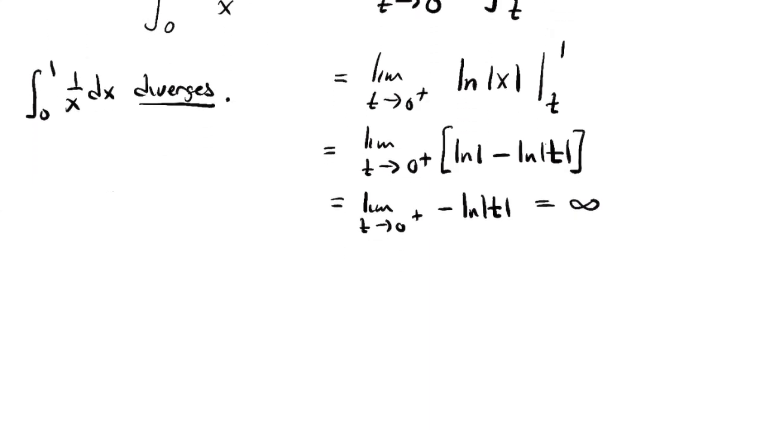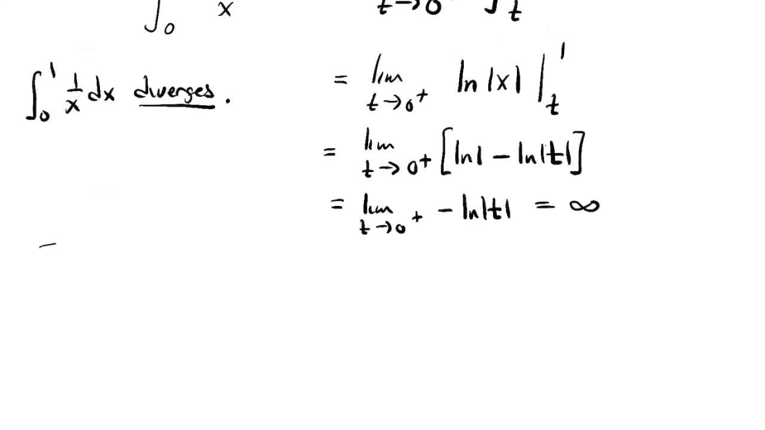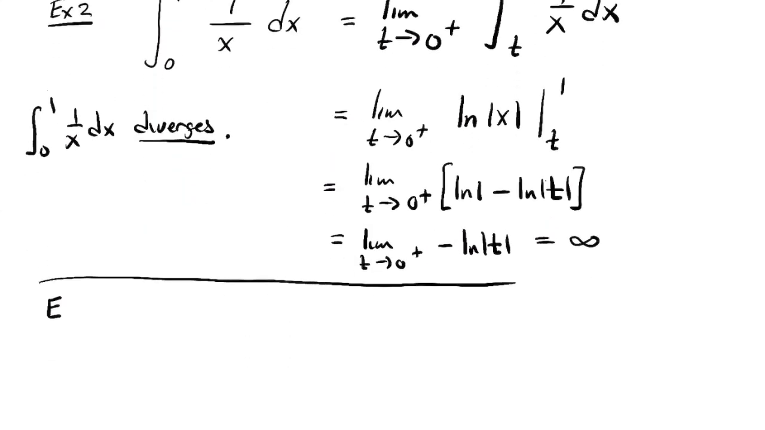Let me sneak in one more example here. I'm going to just call this, what was that, example 2? Let's call this example 2.5. How can we look at example 2.5? Let's try to do something like the integral from 1 to 2 of 1 over, say, x minus 2.